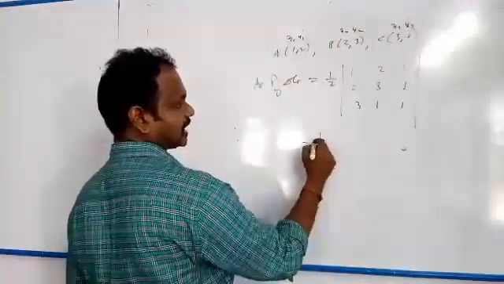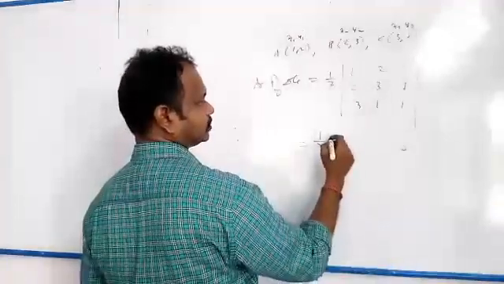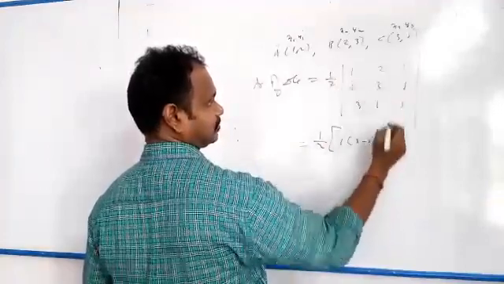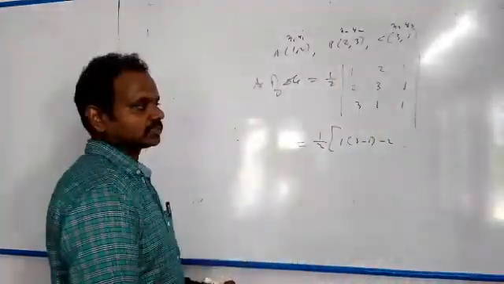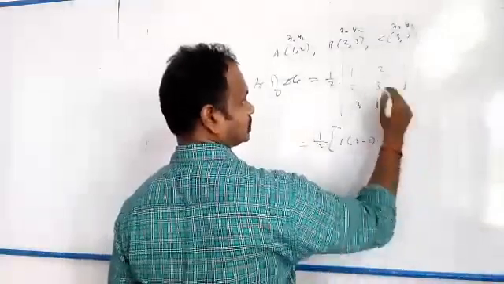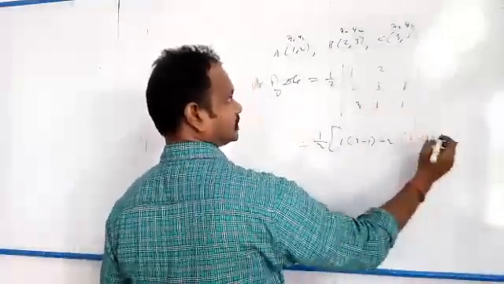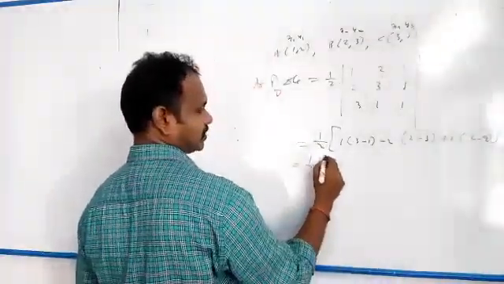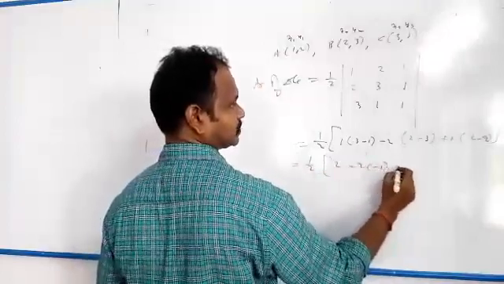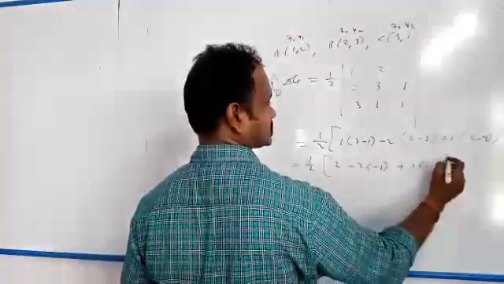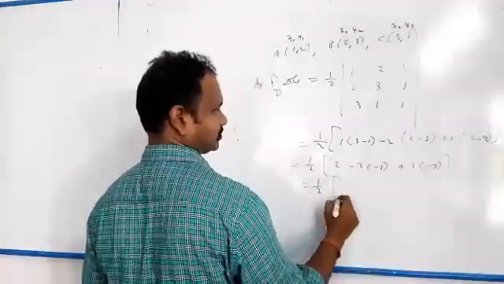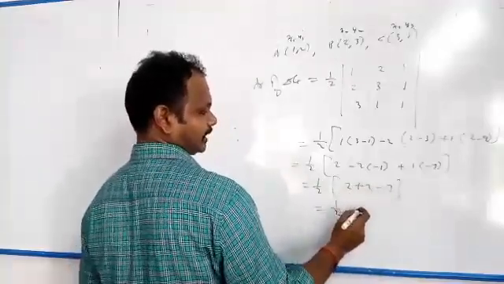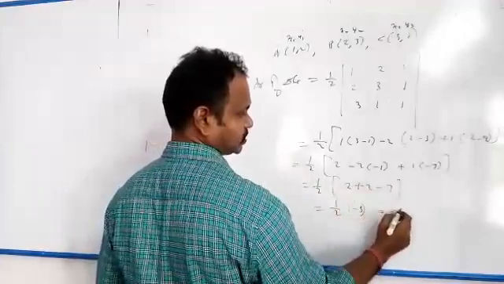Now we will expand this one. We will get half of 1 into (3 minus 1), minus 2 into (2 minus 3), because the second position is even, and plus 1 into (2 minus 9). So this is half of 2 minus 2 into minus 1 plus 1 into minus 7. That is half of 2 plus 2 minus 7, that is half of 4 minus 7, which is equal to minus 3 by 2.